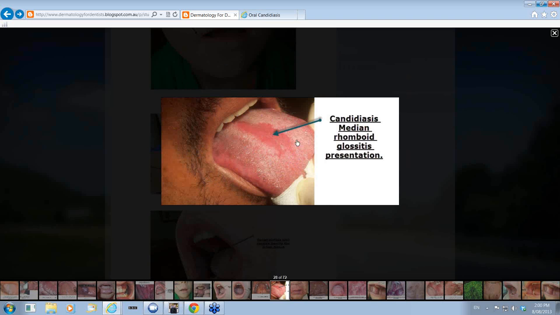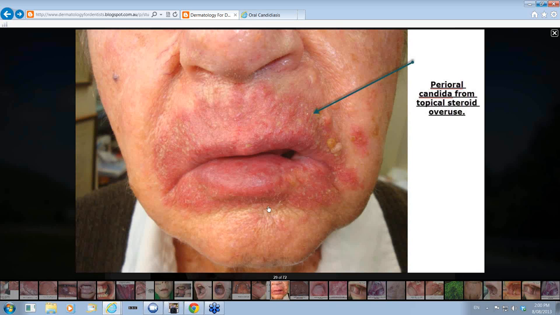That was a picture of median rhomboid glossitis. Remember the type that's on the posterior third of the tongue, and there's a bit of atrophy. You don't see the normal papillae in this area. So again, it's pinkish and smooth surfaced here, but this is a presentation of candida.